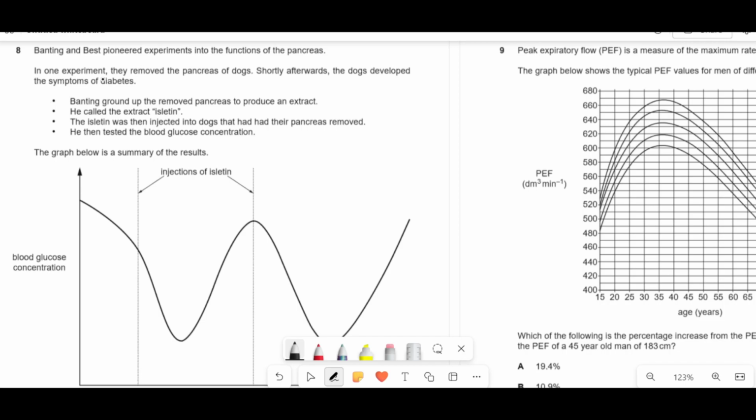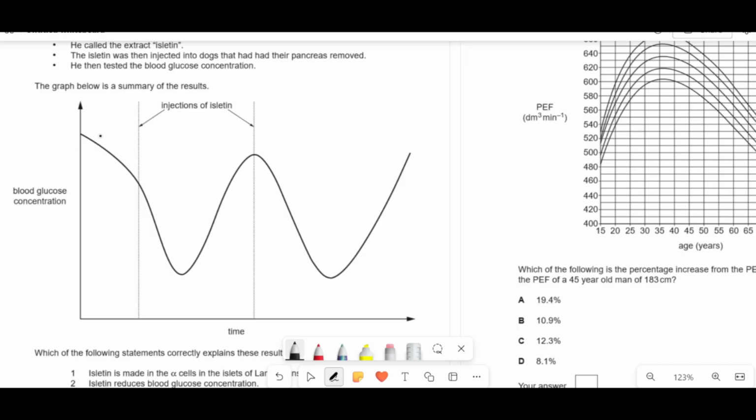But anyway, in one experiment, they removed the pancreas from a dog shortly after they got symptoms of diabetes. Banting ground up the removed pancreas to produce an extract. They called it iletin, and then they put the iletin into dogs that had their pancreas removed, and then they tested the blood glucose concentration. So the blood glucose concentration, you can see when they're doing this, iletin goes down right to the bottom, and then goes back up, and then down, and back up.